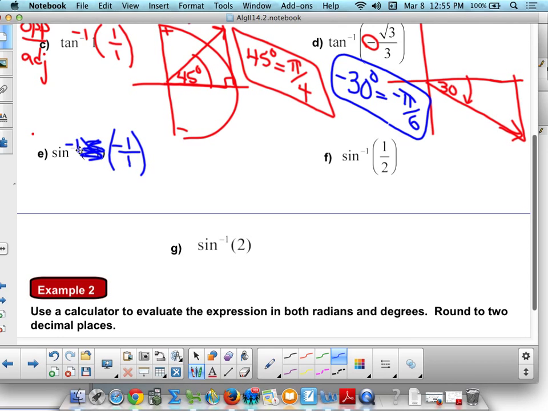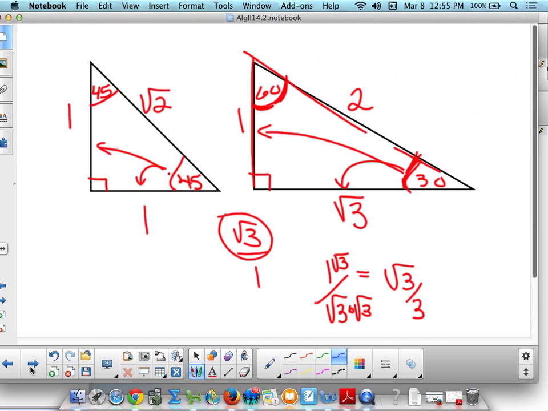Inverse sine of negative 1 over 1. Should be looking here, right? Are you finding it? I'm hearing 45, is that right? Opposite over hypotenuse. Ready? Let's try it. Nobody's telling me anything right now. Opposite is 1. Hypotenuse is what? Is 1 over the square root of 2 going to be 1 over 1?